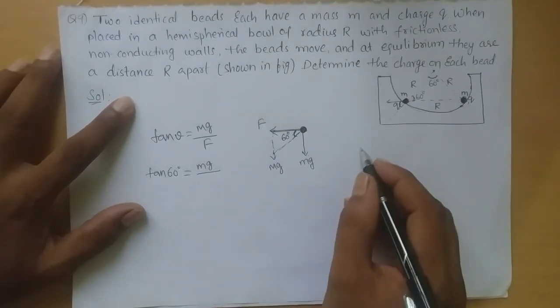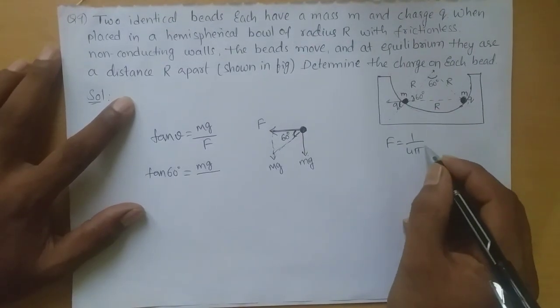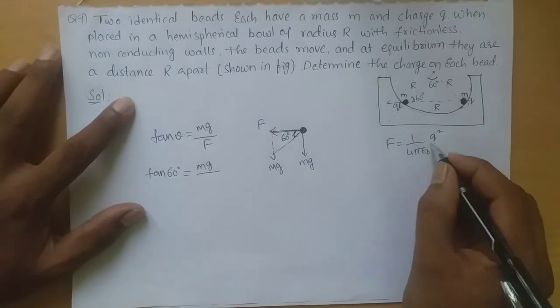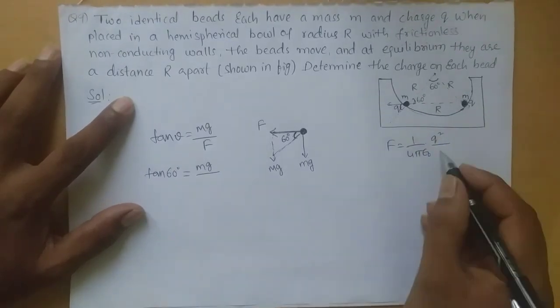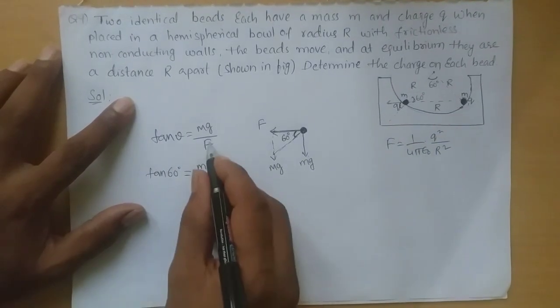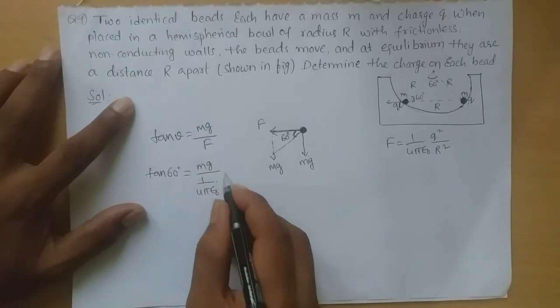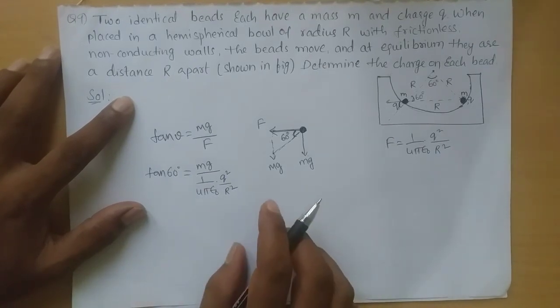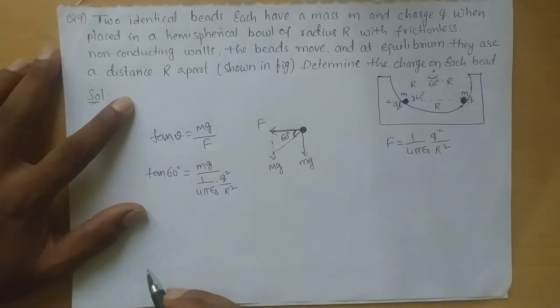So the electrostatic force between these two charges is nothing but F equals 1 by 4 pi epsilon naught q1 q2. Both have the same charge, q into q, q square, by the square of the distance between them, r square. So now I am writing F as 1 by 4 pi epsilon naught q square by r square. Okay, so from this they are asking to determine the charge on each bead. The Q value we need, this Q we have to find.